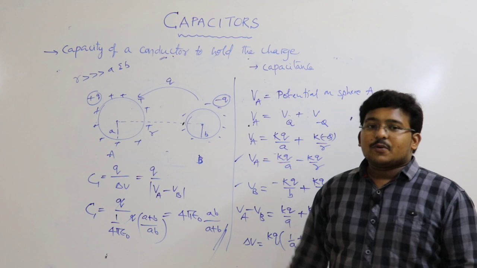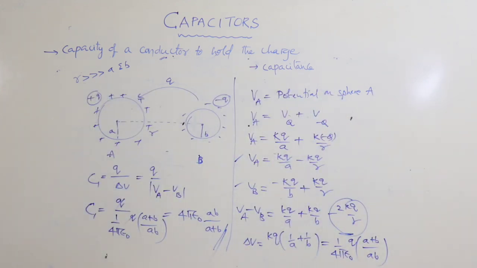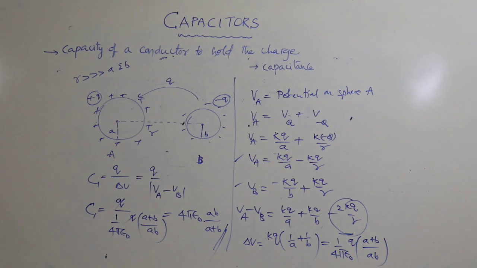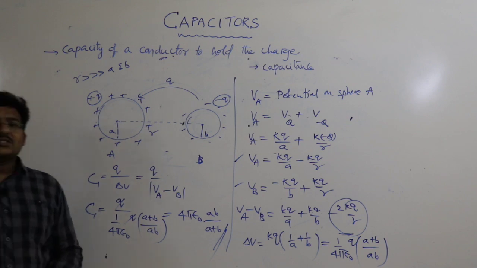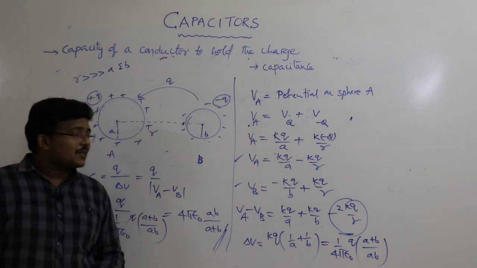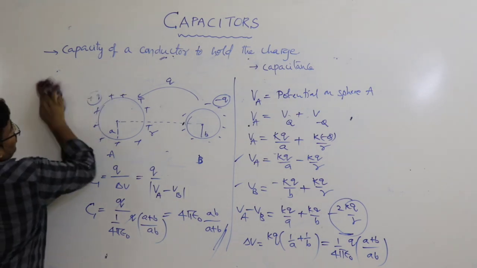Then the charge upon that potential will give you the capacitance formula, right? So this is how to use the method of calculation of the capacitance. By this method you can derive the parallel plate capacitance or cylindrical capacitance or anything else, okay, that we will do later.